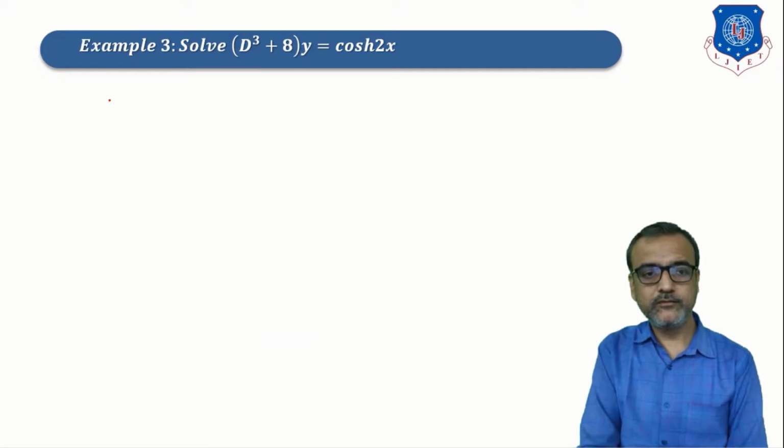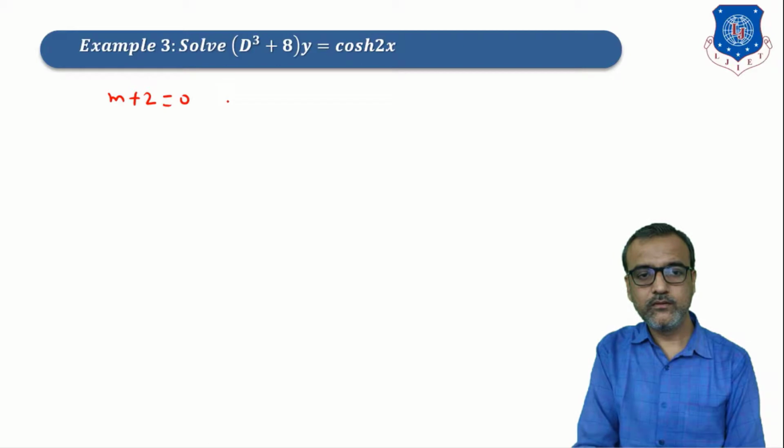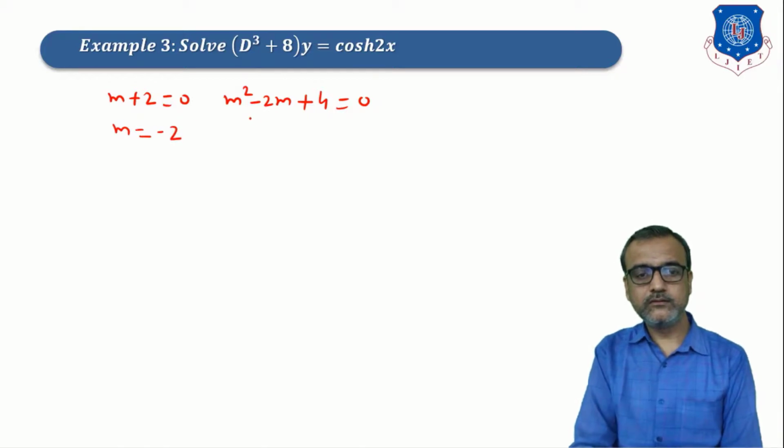So we have m plus 2 equals 0 and m square minus 2m plus 4 equals 0. From m plus 2 equals 0 we have m equals minus 2. Now we will solve the second equation using the delta method.